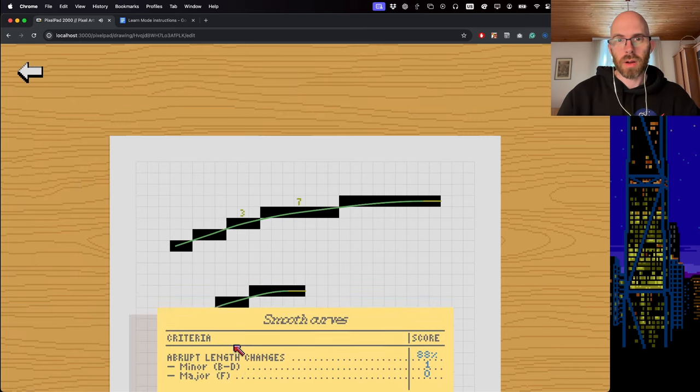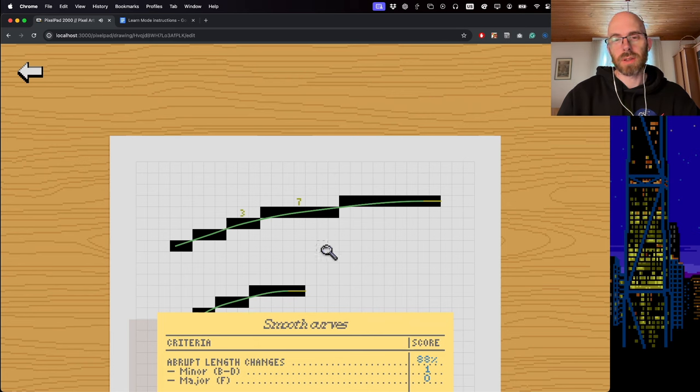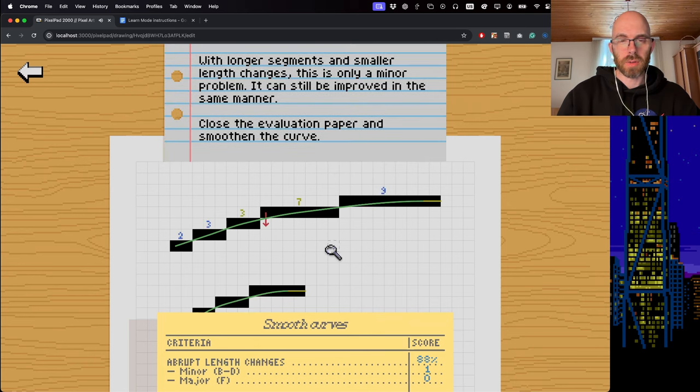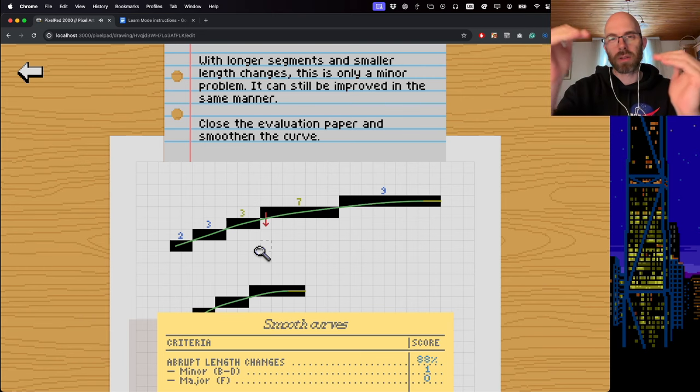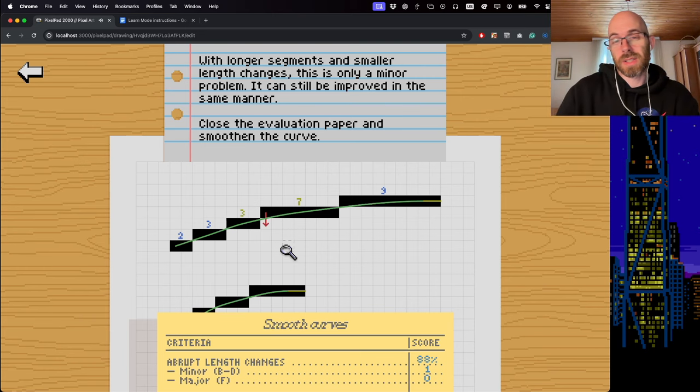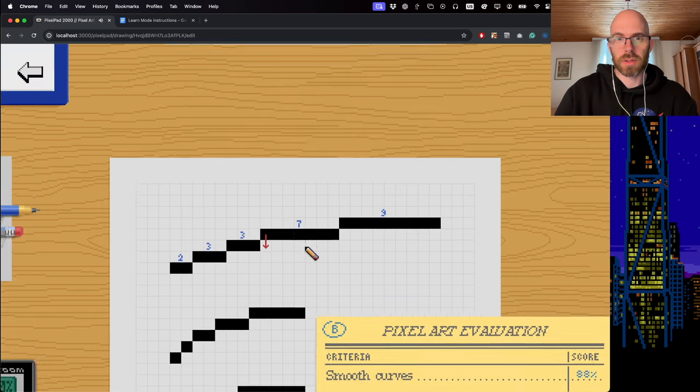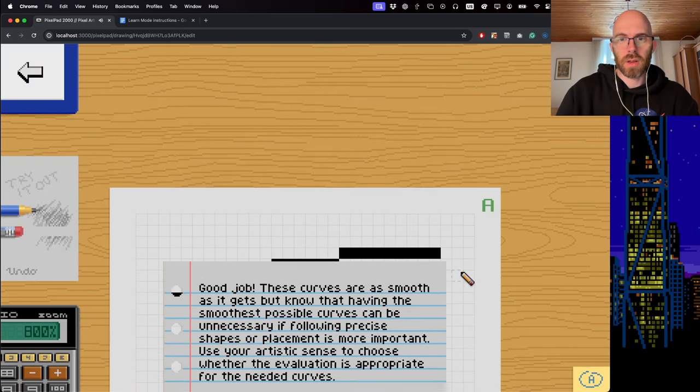Same thing, but because the jump isn't that big this time around, the relative differences are smaller and these segments are longer. But still, the same thing applies. Instead of 3, 3, 7, we can do 3, 4, 6. So we move it down, and there we go.